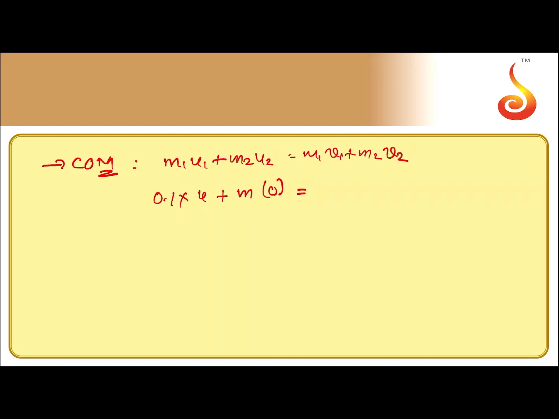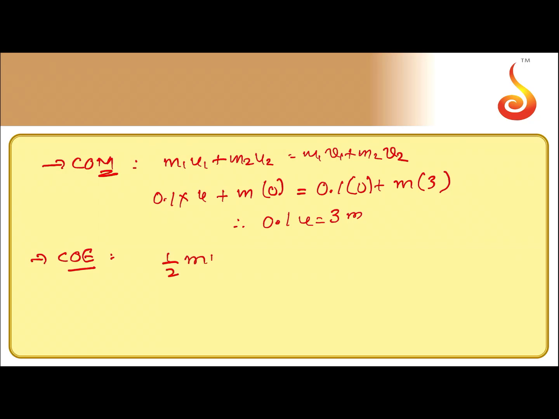This is equal to, he says, it comes to rest momentarily, so I'll write 0.1 into 0 plus m into 3. So we have the relation between them. 0.1 u is equal to 3m. Now, we can also make use of the energy conservation.